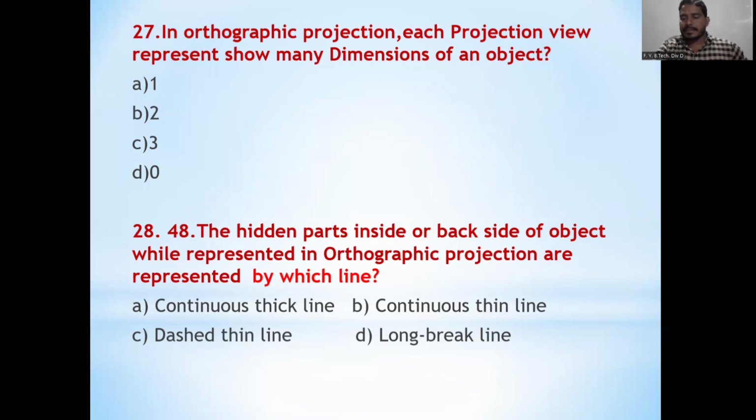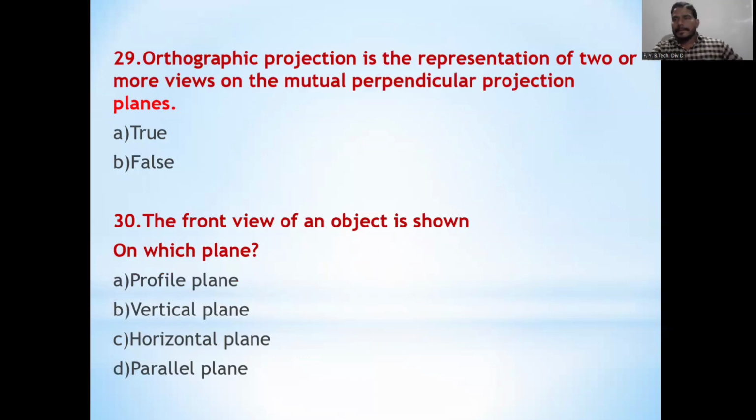Next, question 29. Orthographic projection is the combination of two or more views on mutually perpendicular projections. It's correct. We know that whatever the orthographic projection is, it gives two or more views, like front view, top view, and side views. So this statement is correct, and option A will be correct.